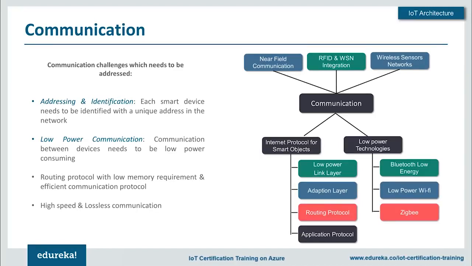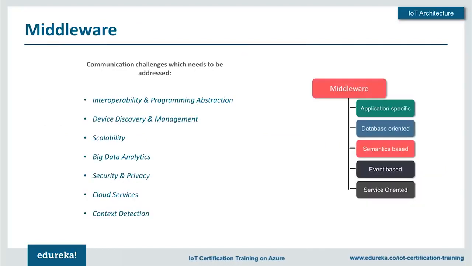With this, I just hope you have a simple understanding of how communication is essential for the Internet of Things architecture and the various ways that you can implement the communication between the devices. The next layer with respect to the IoT architecture is the middleware segment.